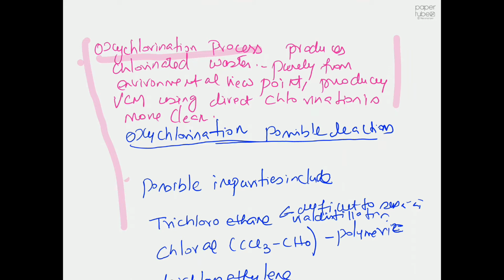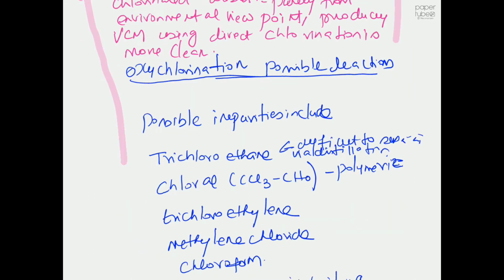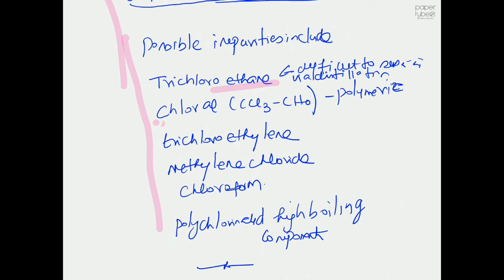So typically the oxychlorination process may produce a lot of chlorinated wastes, and so I just listed the possible impurities, like trichloroethane, a chloral compound. So this is something that we don't want to see. It can polymerize, and after that the degradation of the polymerized product is even more of a problem. It's not a good idea to have this type of products in the product stream. And also trichloroethylene, methylene chloride, chloroform, and also polychlorinated high boiling compounds.